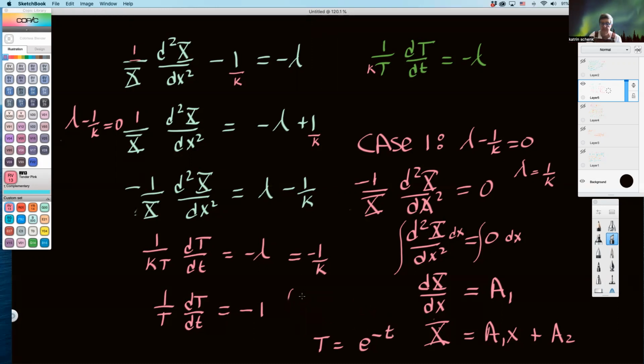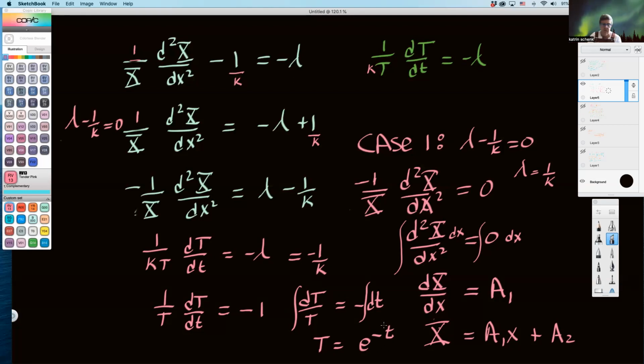Let me start that again, excuse me. dT over T is equal to minus little dt. Okay, that's much better. And then we integrate that. This becomes ln of big T, and this becomes minus t. And then when we exponentiate both sides, we get just T here and e to the minus t here. Okay, that is the solution for T.